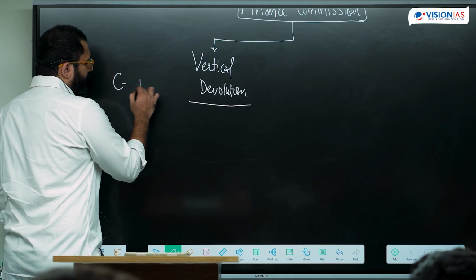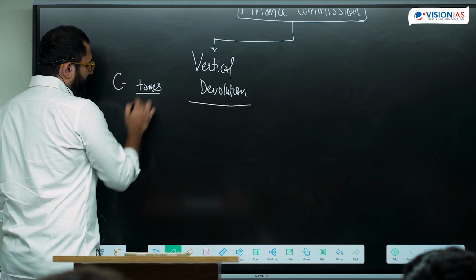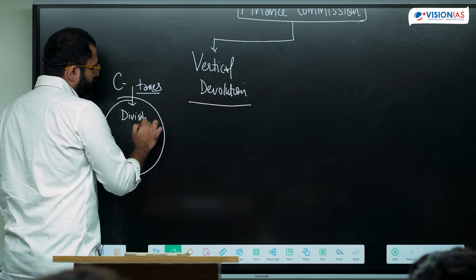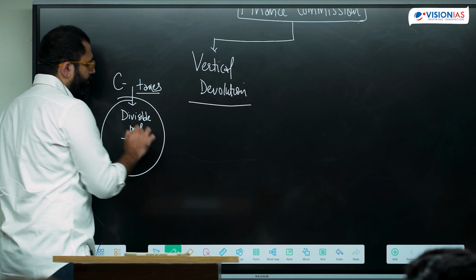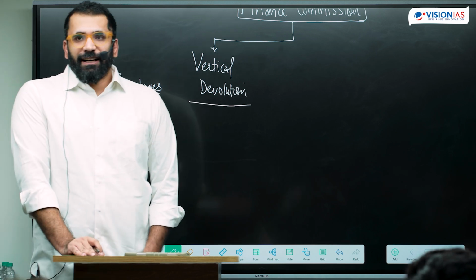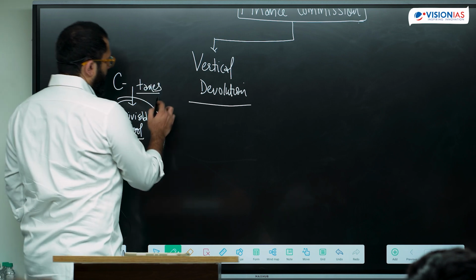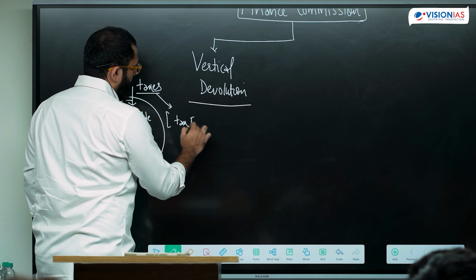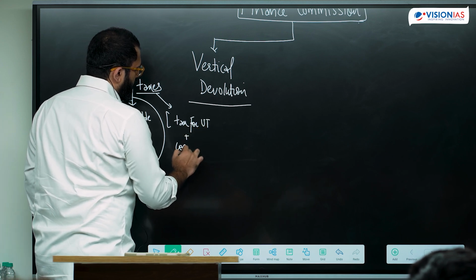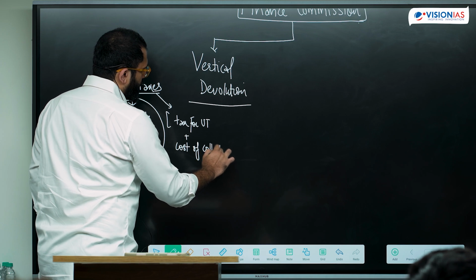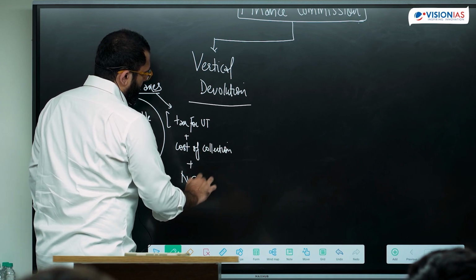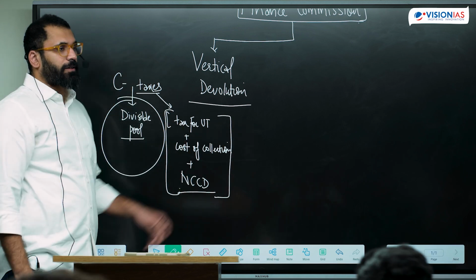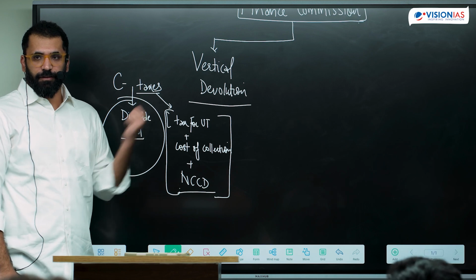The center has collected certain taxes. These taxes which the center has collected in total are called the divisible pool. From the total tax which the center has collected, we subtract some costs, for example, the taxes for union territories, plus the cost of collection, plus the money given to the national climate fund, the calamity fund. These things are subtracted and we get the net tax which forms part of the divisible pool.